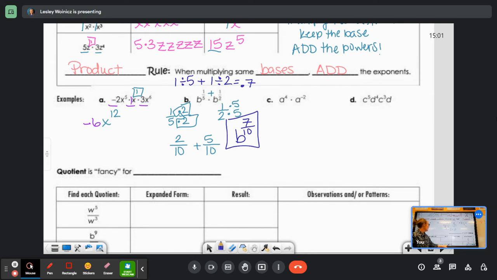All right, next one. We've got same bases. We keep the base, keep the A, add the exponents. 4 plus a negative 2 is a 2.